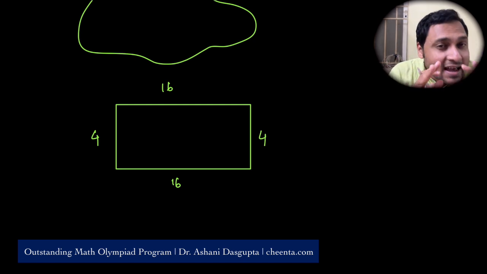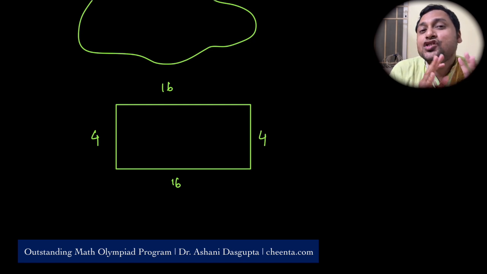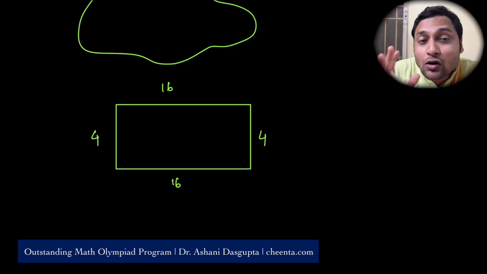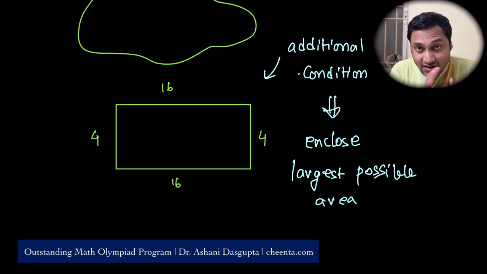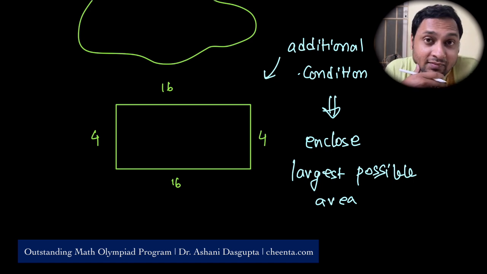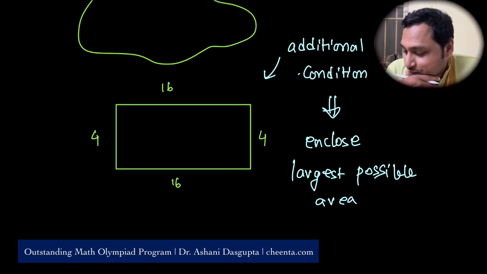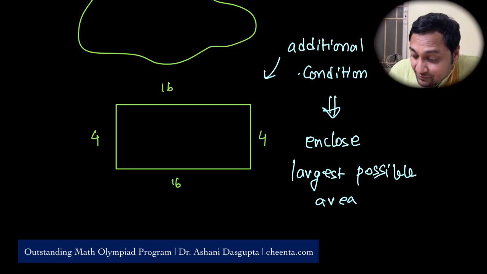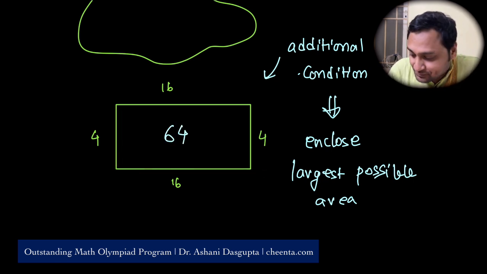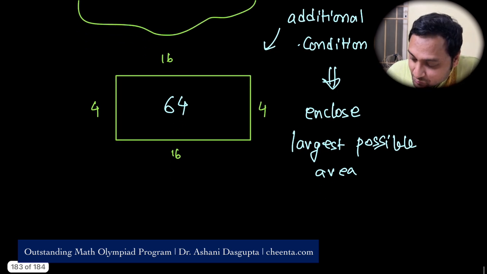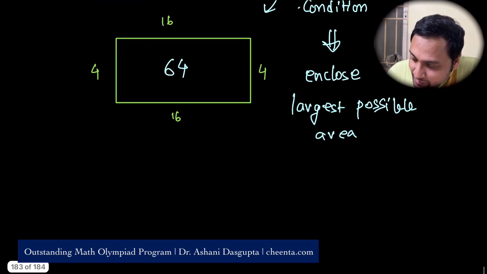But then I tell you to make sure that you enclose as much area as you can. So let me write that. Keep the rectangle shape the same, but enclose the largest possible area. How can you do it? Well, notice that if this is 16 and this is 4, the area is 64. No problem. But you can actually change this very quickly.